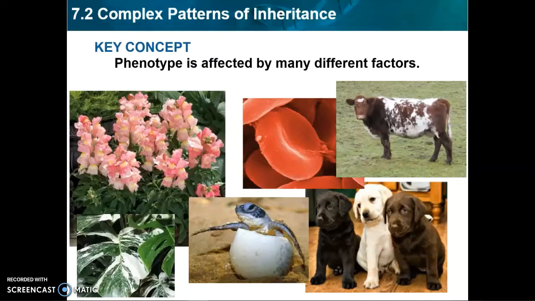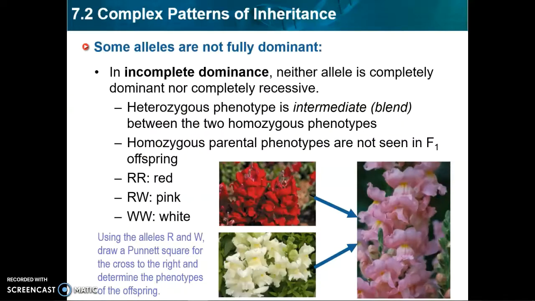Today we're talking about Chapter 7, Section 2, which is a continuation of our discussion of these non-Mendelian patterns of inheritance. And what we will focus on today is how the phenotype of an organism is affected by many different factors, not just simply whether you have a dominant or recessive allele.